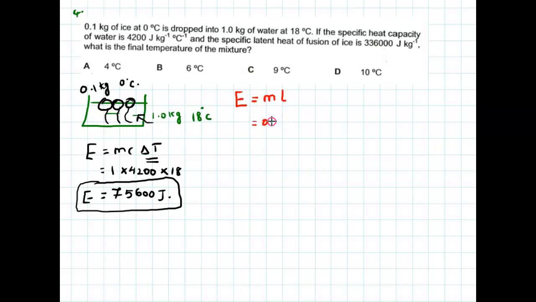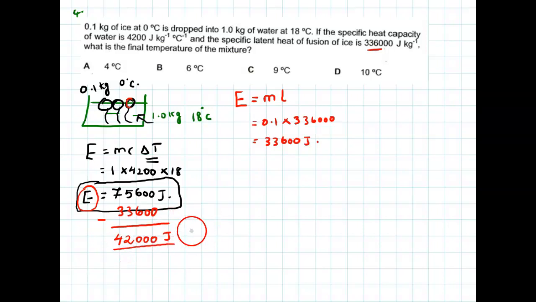Here the mass of ice is 0.1. The specific latent heat is given, 336,000. If you multiply, you will get 33,600 joules. Now it absorbs 33,600, so automatically the energy from the water is reduced. How much? It is reduced by 33,600. So the remaining energy is still there, 42,000 joules of energy the water still has.